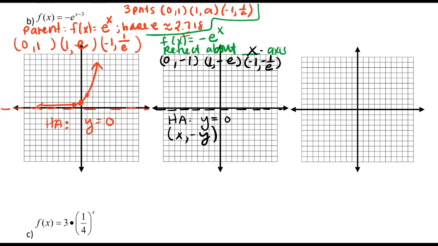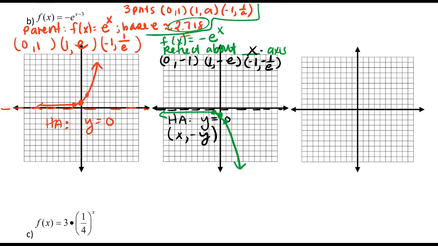See that right there? Because I wrote a bunch of stuff on the bottom, I want to make sure I'm using a different pen here so I can plot my dots. 0, negative 1 is right here. 1 comma e. Remember, e is about 2.7, so that's going to be 1 comma in between negative 2 and negative 3. And negative 1 comma 1 over e, so that's slightly in between 0 and negative 1. And connect all those dots. Make my dots bigger to make sure your teacher can see. So that's how we reflect about the x-axis.